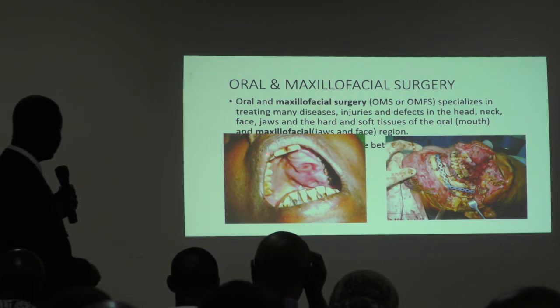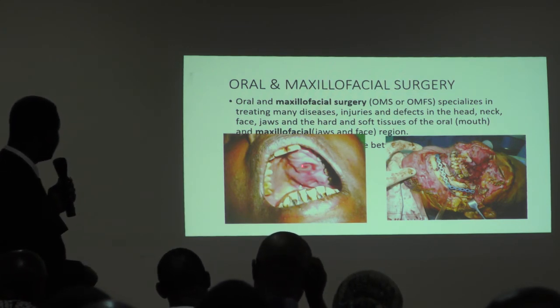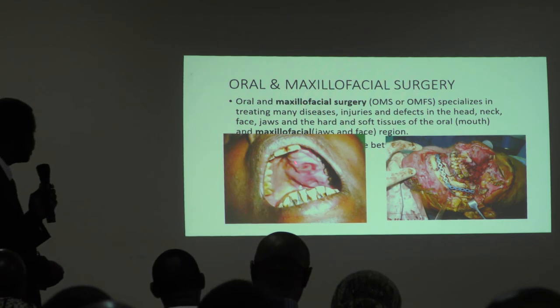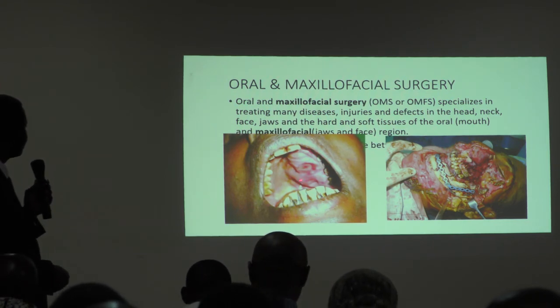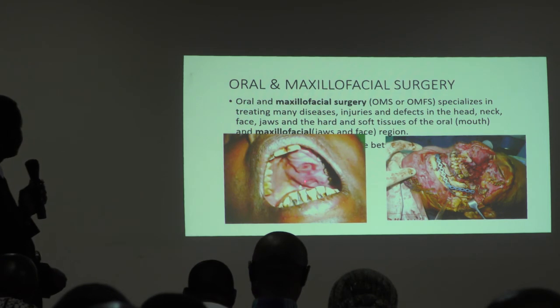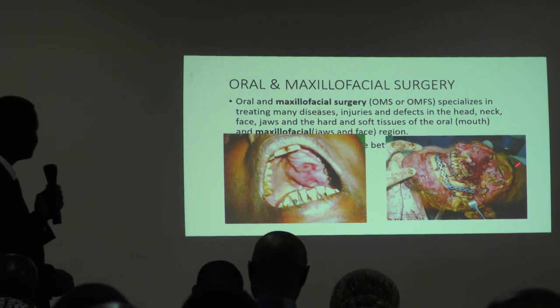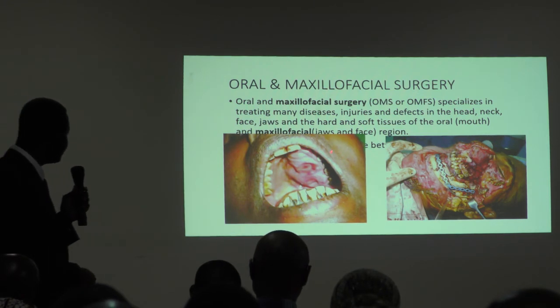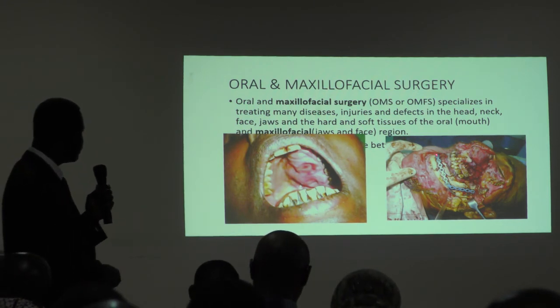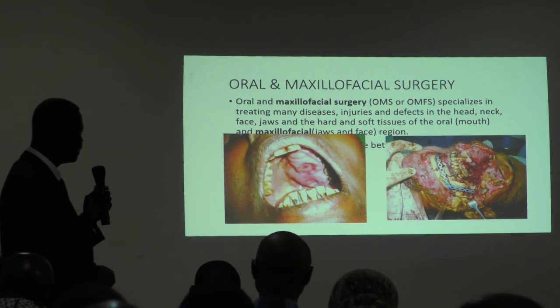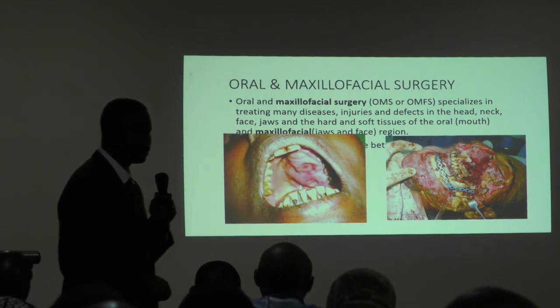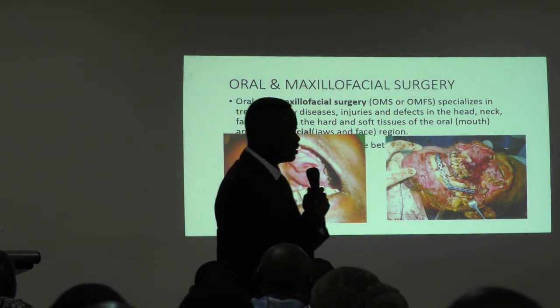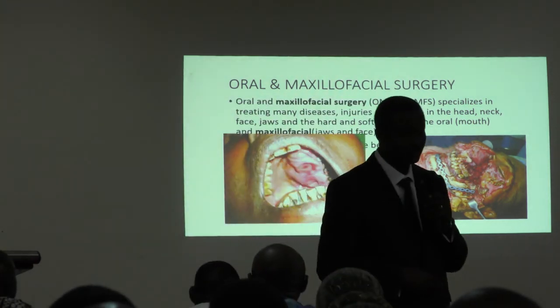So this is somebody with a tumor of the palate or the antrum. Eventually, this one you have to resect. So this place has been opened, taking out the muscle, and if the muscle was also affected, take out the muscle. Then this is a reconstruction plate, to reconstruct the jaw. All these things can happen to anybody.